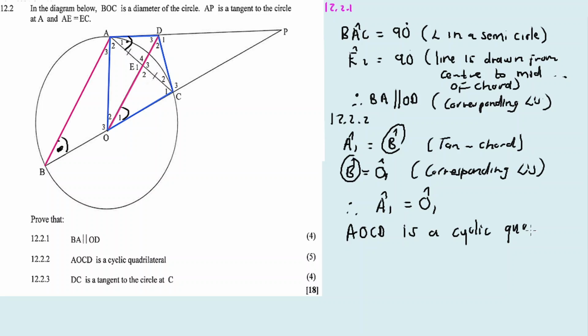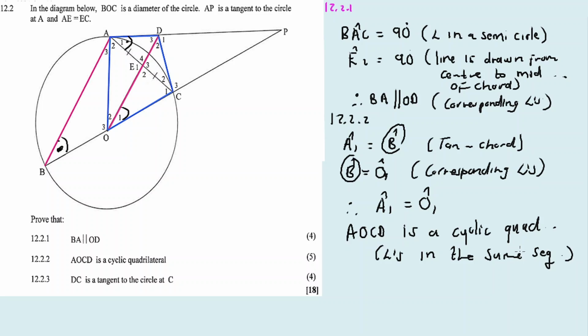Why? It's because of angles. Angles in the same segment. Angles in the same segment. So we have proved our cyclic quad.